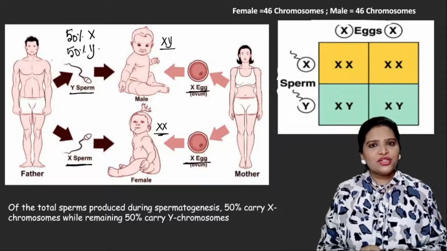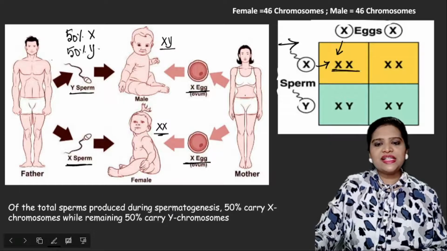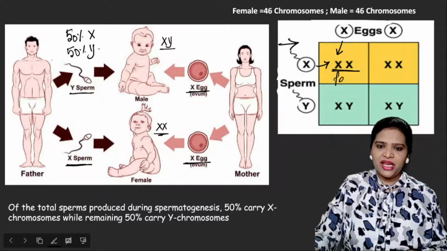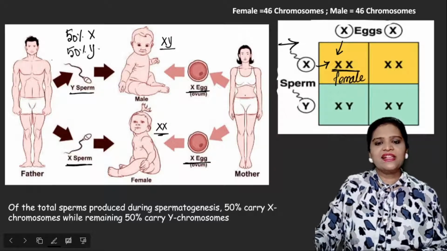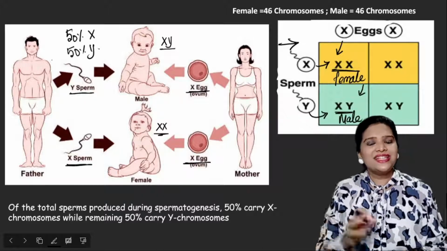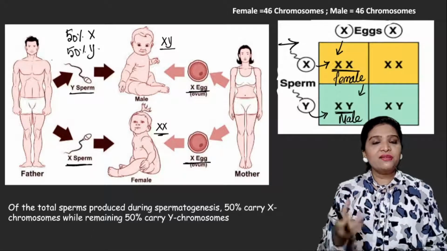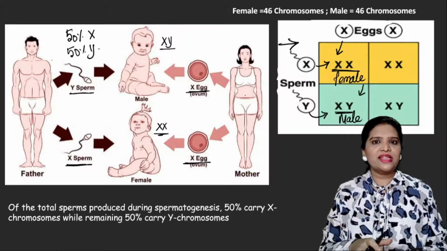Okay. So when we put a Punnett square, it will be like this. The X chromosome of the sperm unites with the X chromosome of the egg, so it will result in XX, female. And similarly, the Y chromosome of the sperm unites with the X chromosome of the egg, which will result in XY type, that is male. So this is how the sex is determined in human beings, based on which type of chromosome is produced in the male.